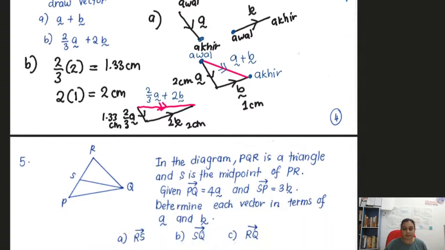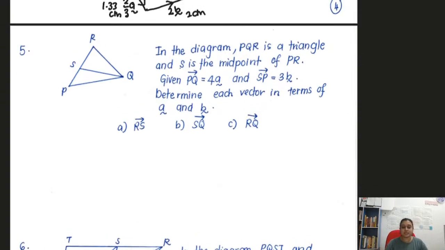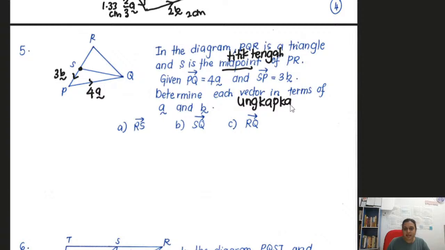Alright. Kita pergi pada soalan 5, question 5. We must understand the diagram first. Dalam gambar rajah, PQR ialah segi 3. It's a triangle. S ialah titik tengah, midpoint untuk PR. PQ is given ready. So teacher can write here. PQ ialah 4A. Vektor 4A. SP also given. So SP diberi sebagai 3B. Find the vector in terms of A dan B. Maksudnya you have to ungkapkan vektor dalam bentuk A atau B. Sometimes both also got.